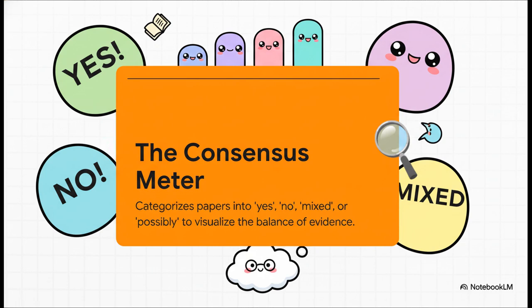Okay, so its big claim to fame, the feature that gives the tool its name, is the consensus meter. The whole point is to give you a super quick visual snapshot of what the research is saying about your question. It does this by sorting papers into these really simple buckets: yes, no, mixed, or possibly.